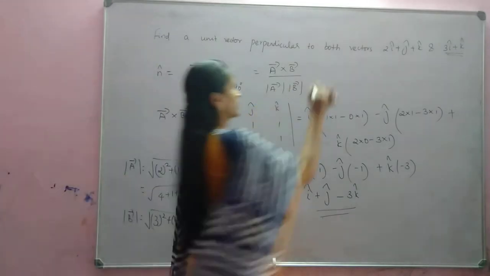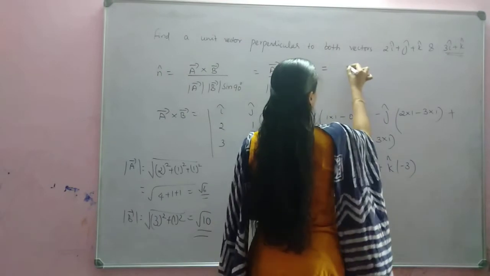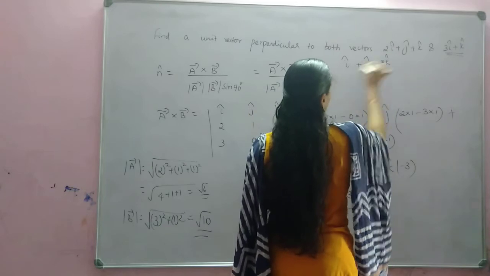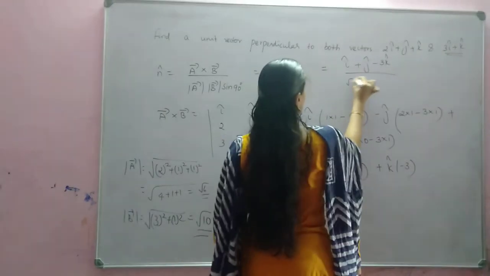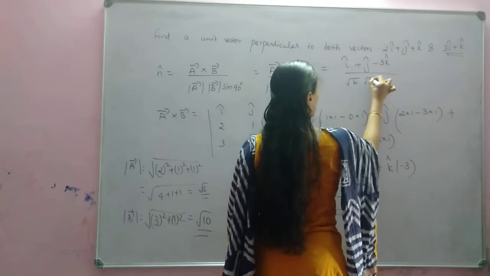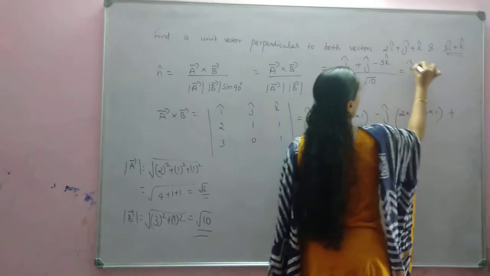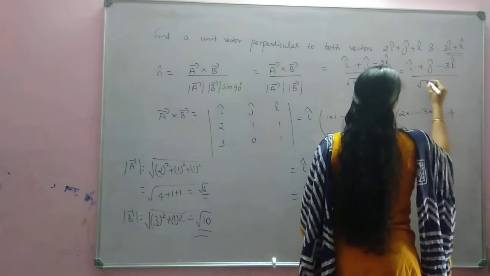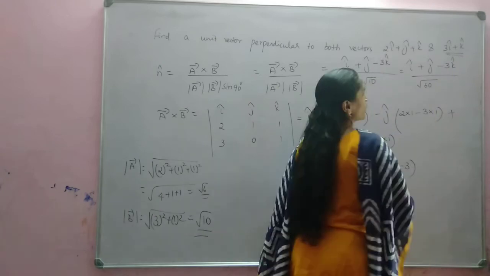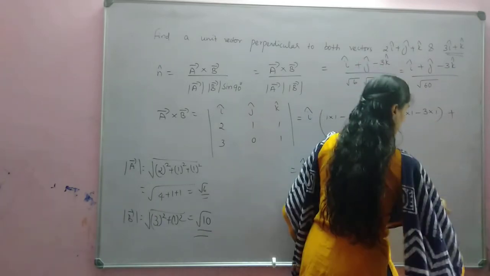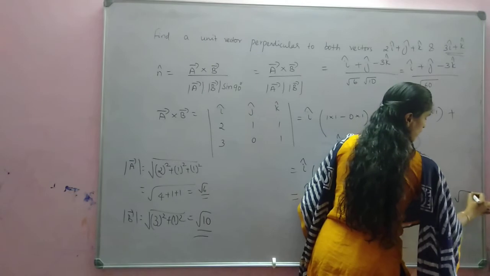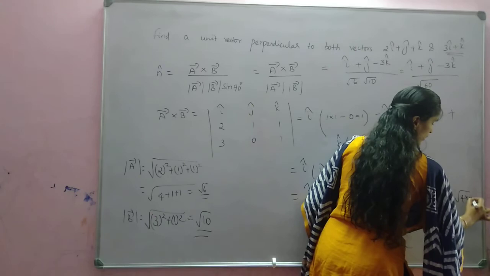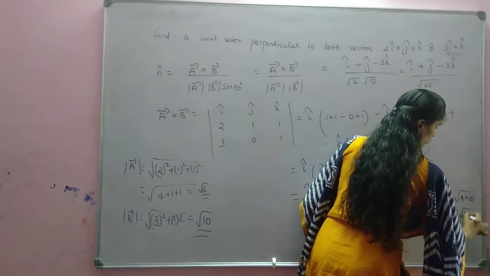So you can substitute here. What you will get? A cross B is i plus j minus 3k divided by root 6 into root 10. Or if you want, you can write i plus j minus 3k divided by root 60. Or that also, if you want, root 60 can be written as root of 4 into 15, so that you can write as 2 root 15.